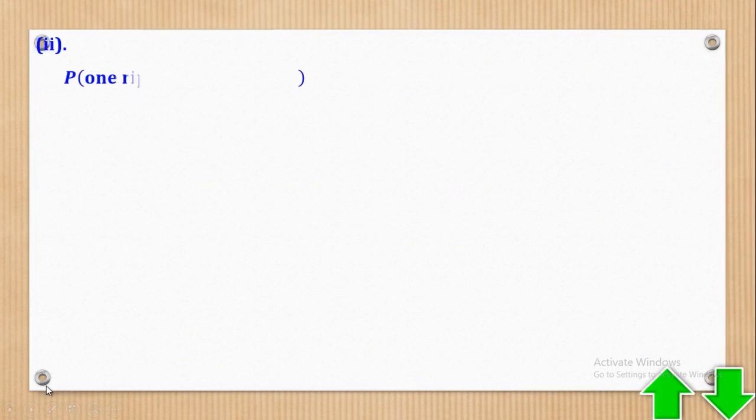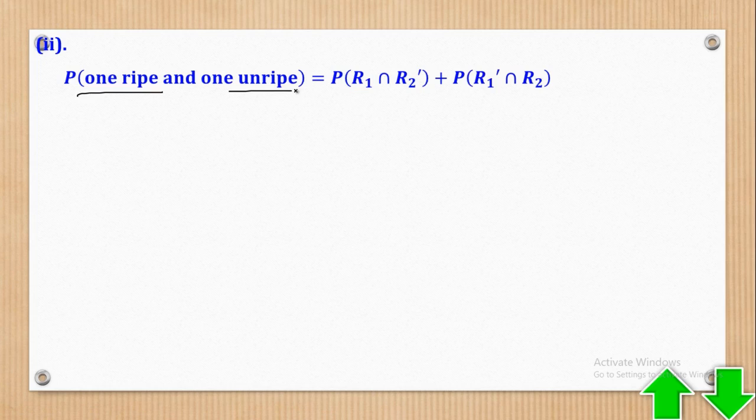So now we shall go to Roman 2. So the probability that one is ripe and one is unripe is the same as the probability that the first one is ripe and another one is not ripe. So that's why there is a complement here. And, or, it means that first can be ripe and the second one is not ripe, or when picking, first will not be ripe and the second will be ripe.